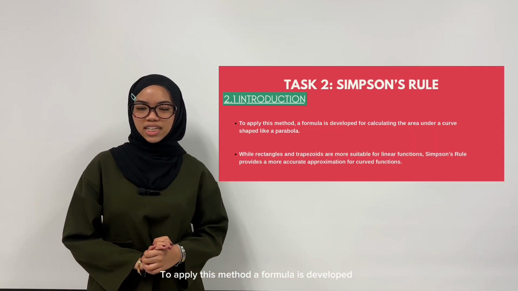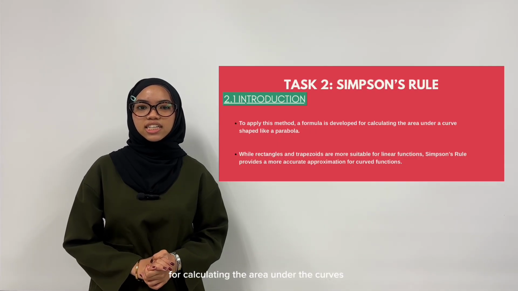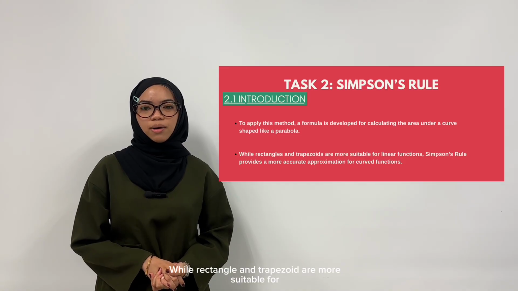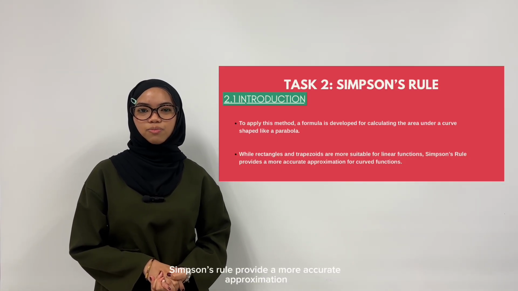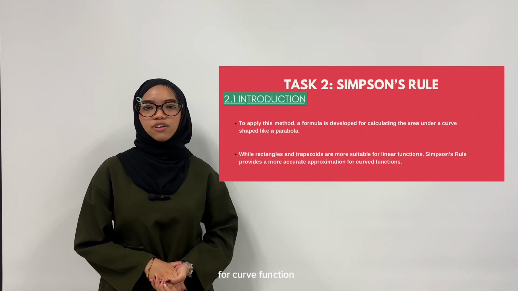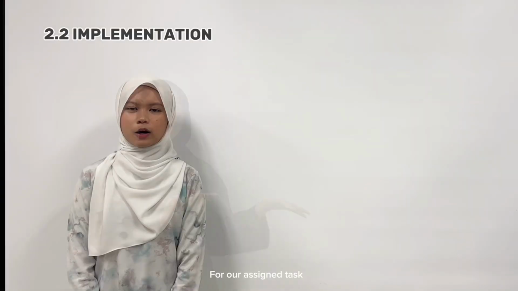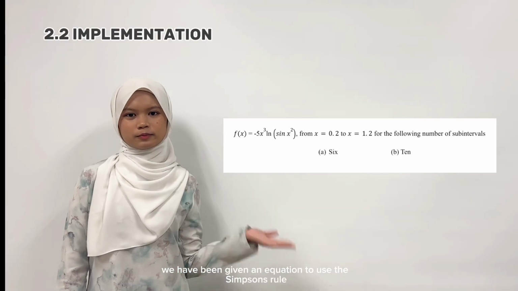To apply this method, a formula is developed for calculating the area under curves shaped like a parabola. While the rectangle and trapezoid rules are more suitable for linear functions, Simpson's rule provides a more accurate approximation for curved functions. The formula for Simpson's approximation is given below. For our assigned task, we have been given an equation to use with Simpson's rule.